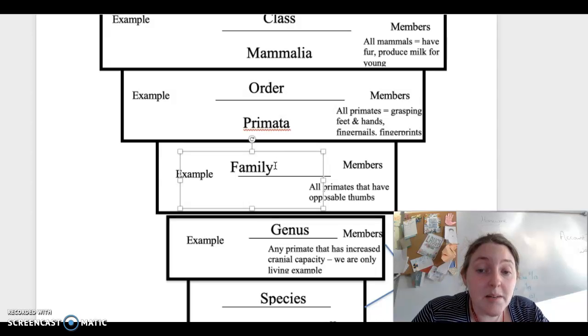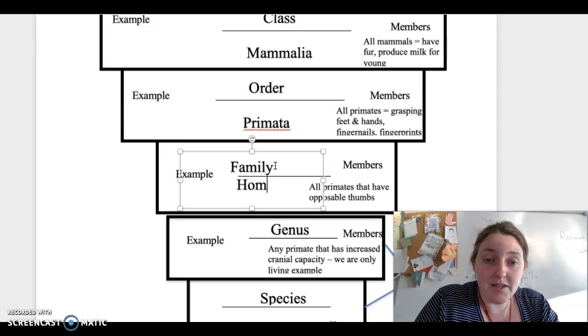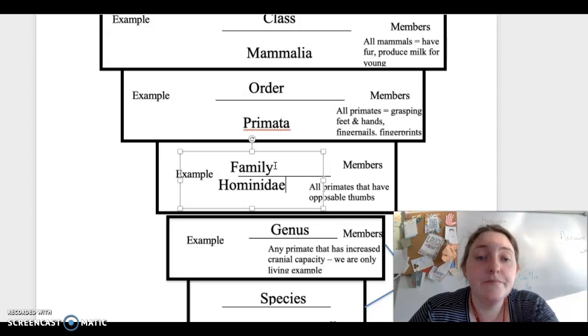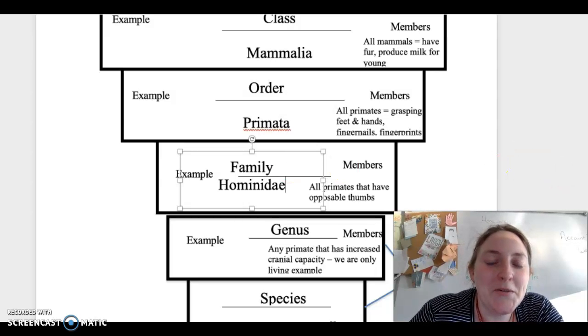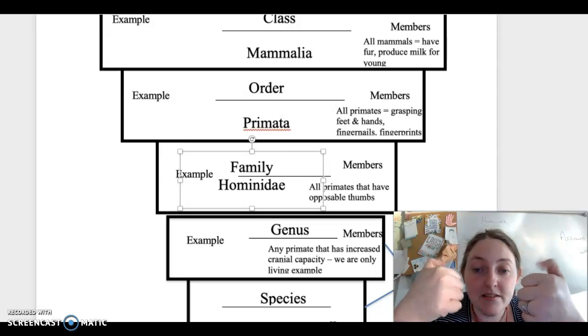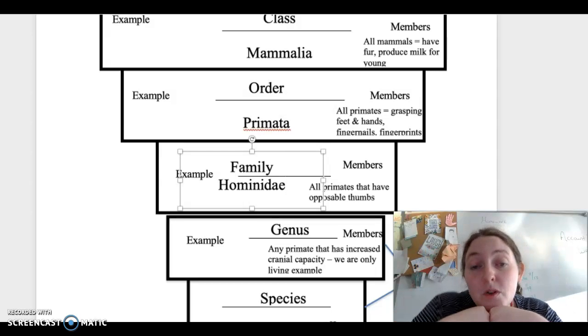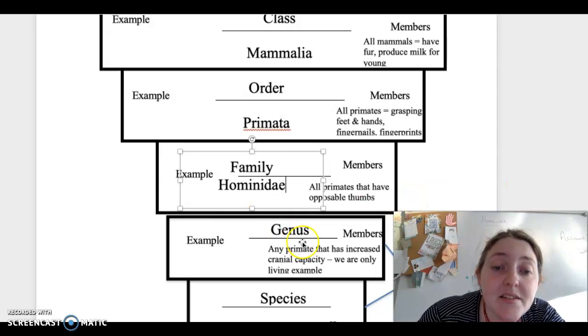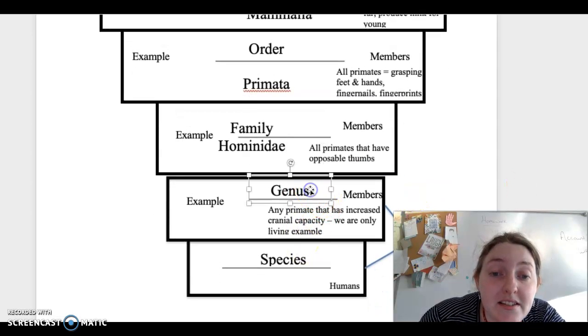So the next subset is called family, and our family name is Hominidae. Hominidae. That one's a harder one for me to say. So now we're specifically looking at primates that have these lovely opposable thumbs. So that's even more specific. Next, we're going to go down to genus.